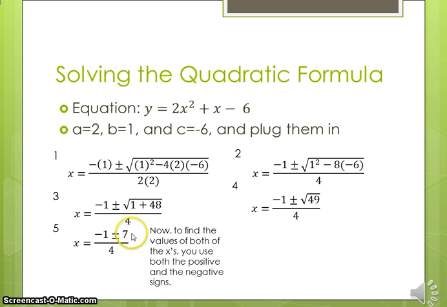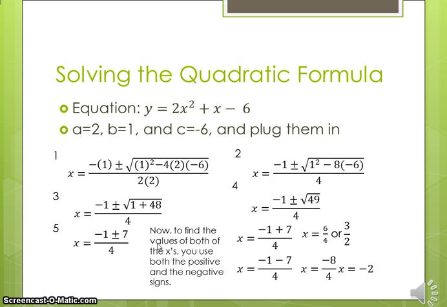Now to find the values of both of the x's, you use both the positive and negative signs. x equals negative 1 plus 7 over 4, so x equals 6/4 or 3/2, and x equals negative 1 minus 7 over 4, so x equals negative 8/4 or x equals negative 2.